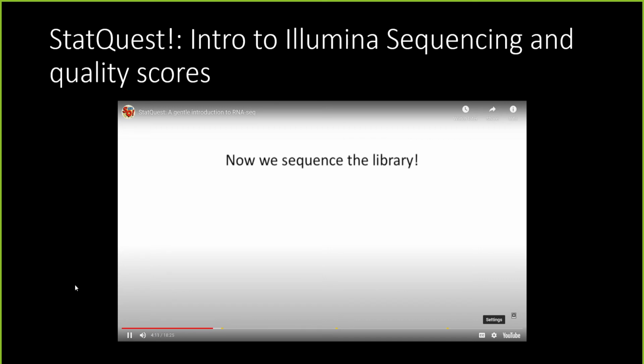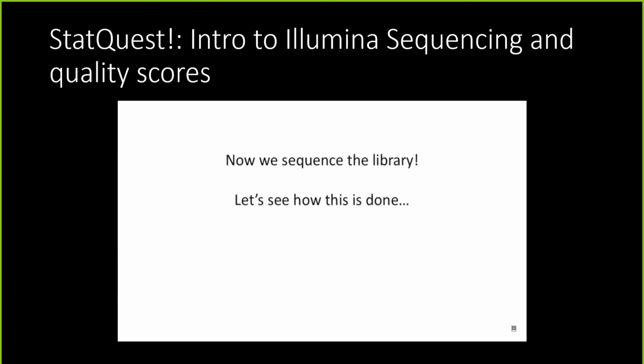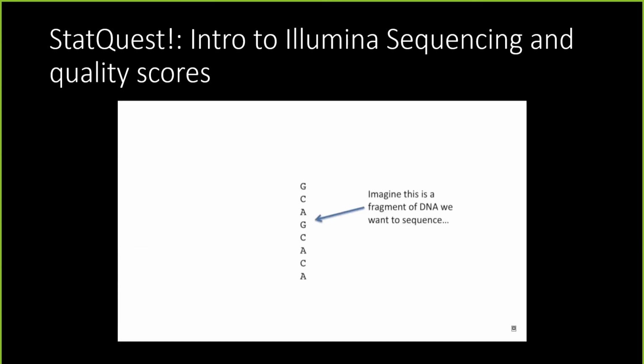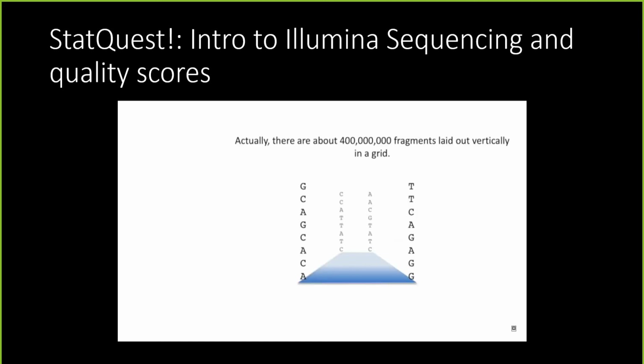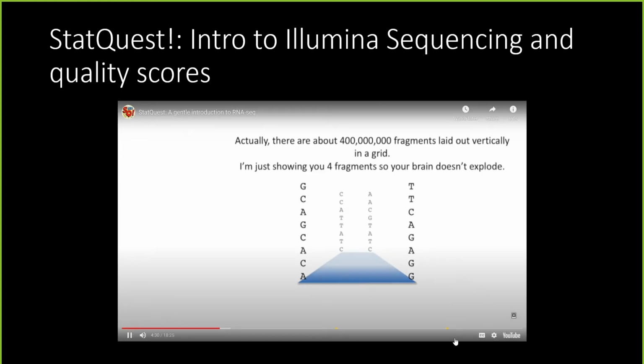Hooray! Now we sequence the library. Let's see how this is done. Imagine this is a fragment of DNA we want to sequence. It's vertical because that's how it is inside the sequencer. Actually, there are about 400 million fragments laid out vertically in a grid. I'm just showing you 4 fragments so your brain doesn't explode.